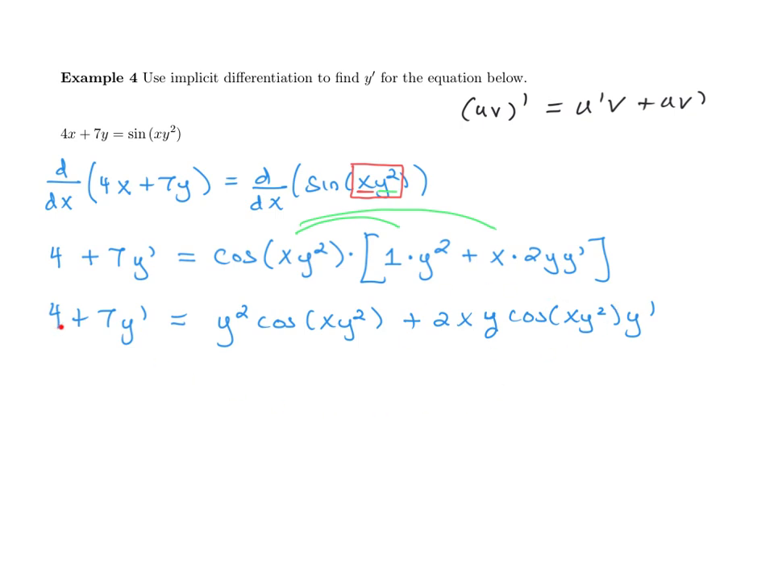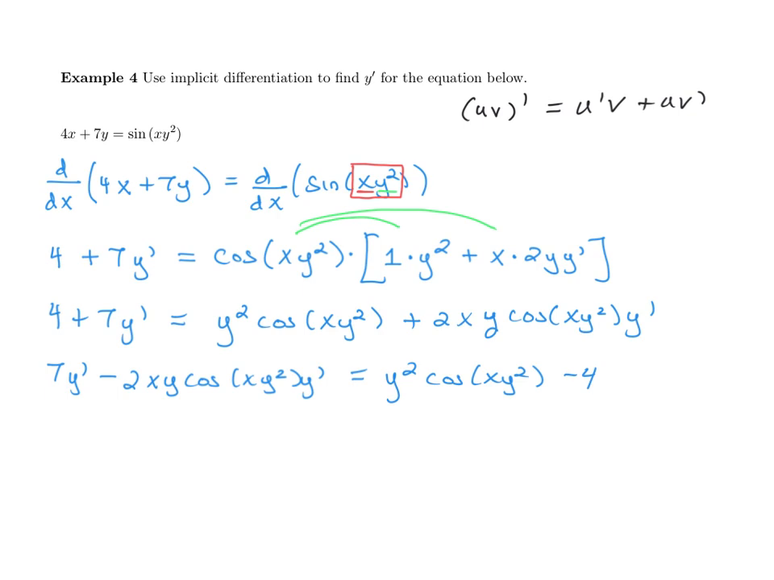I can now subtract this whole thing here. This does not have a y prime, so I'm going to subtract it to the other side here. I'm going to do this all in a single step. In doing so, I get the following. 7y prime minus this whole thing. That is 2xy cosine xy squared y prime. And on the other side, I did not do a thing to this, so I have y squared cosine xy squared, and I am subtracting this 4, so I get minus 4.